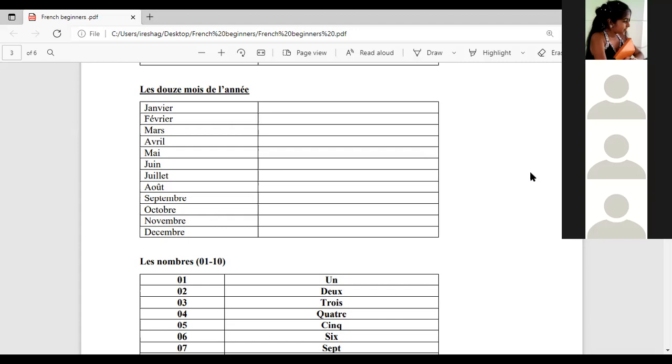I think only Mavini and Sanjana have to read. One of them. Yes, Sanjana. Janvier, February, March, April, May, June, juillet, août, September, October, November, December. Yes, Mavini.